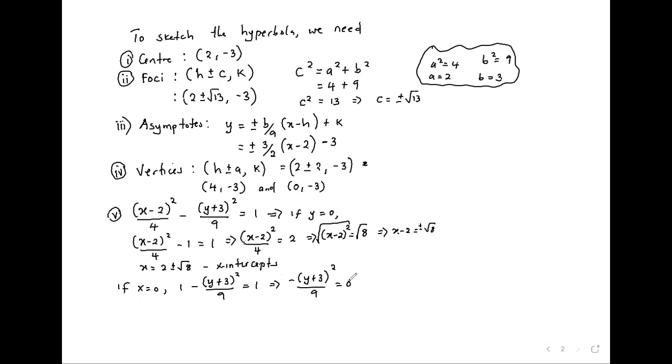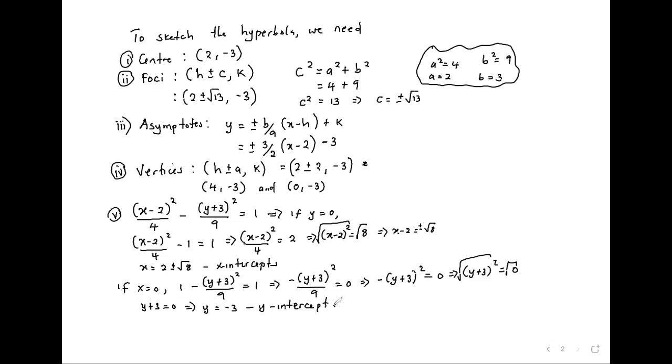If we multiply throughout by 9, we get minus y plus 3 squared equal to 0. Divide the negative into 0, we get y plus 3 squared is still equal to 0. If we square root, we'll have y plus 3 equal to 0. This means that y is equal to minus 3 is the y-intercept, the only y-intercept that we have.